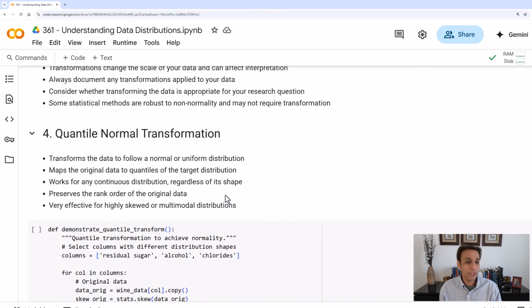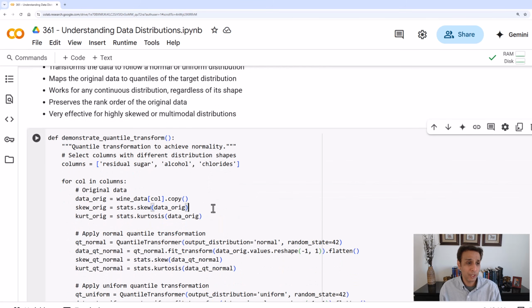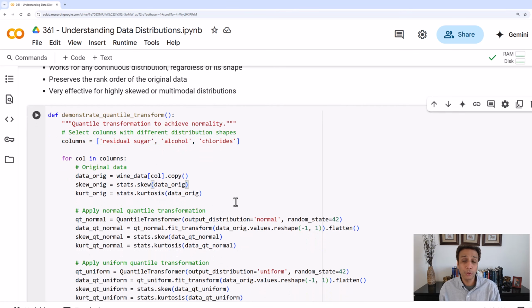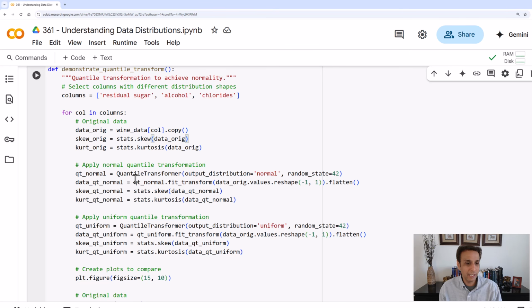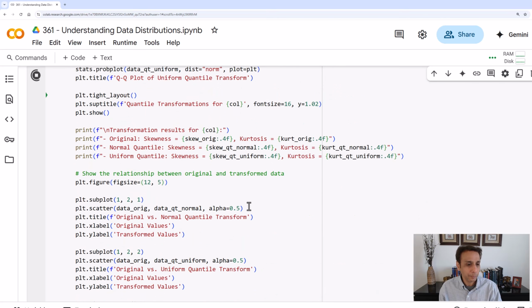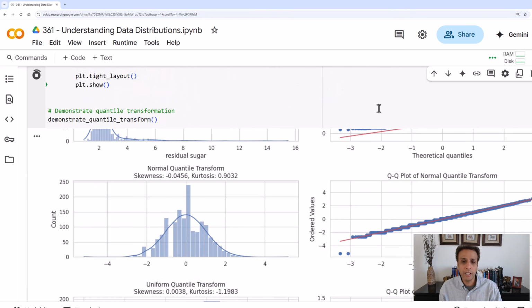Okay, quantile transformation. Again, I want to remind you that quantile transformation is where we are forcing the data into a certain shape. So here I'm going to show you two. One is forcing the data into a normal distribution and the other a uniform distribution. And there you go. So I apply quantile transformer. It's as simple as this. You apply quantile transformer, and you give what output distribution you want out of it. Up here, I'm saying normal. Down here, I'm saying uniform. That's it.